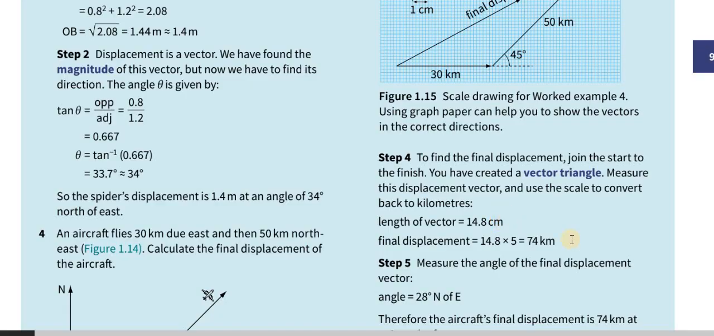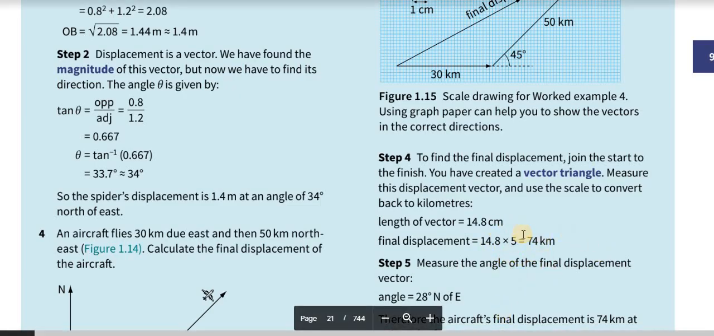Now you have to convert it to kilometers and write it. So this is in centimeters. 5 kilometers is 1 centimeter. It's better if you write the unit. So over here 14.8 centimeters, here 5 kilometers divided by 1 centimeter. Then centimeter cancels out. You will get the answer in kilometers.